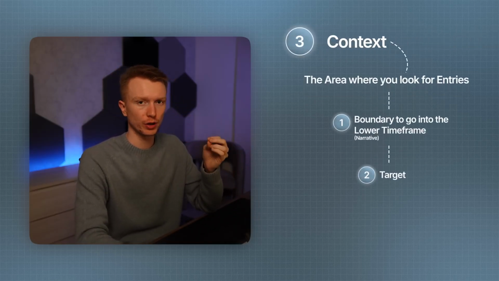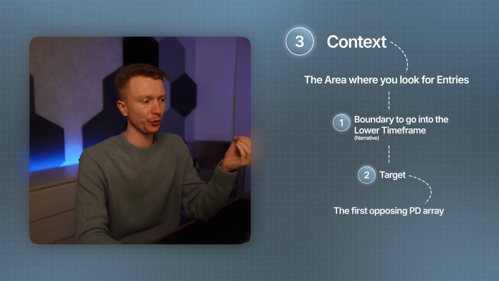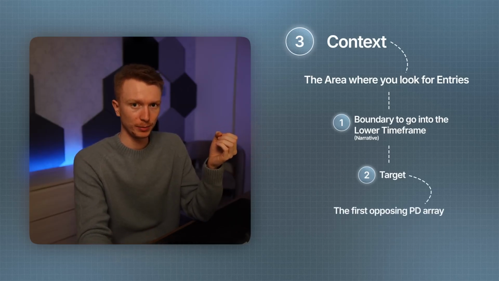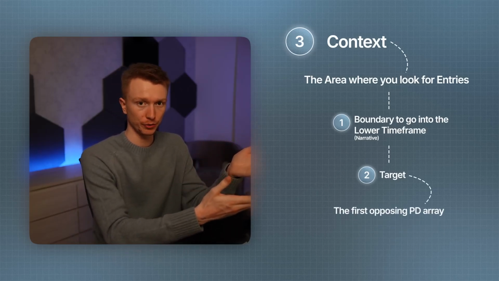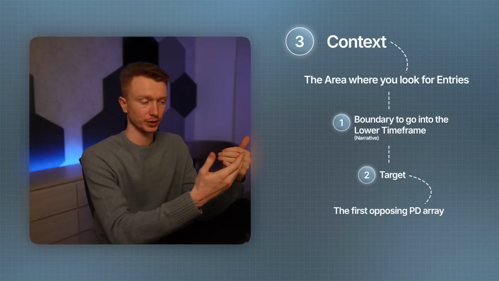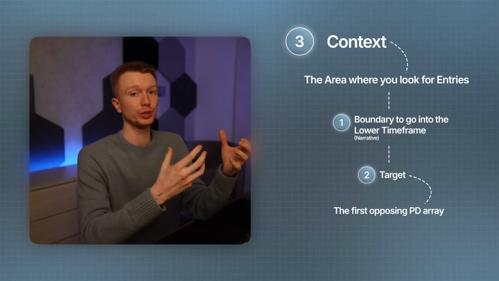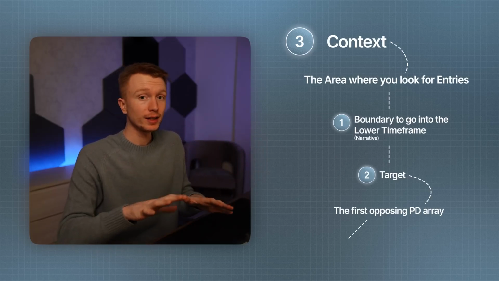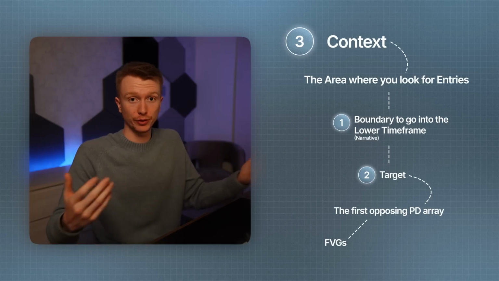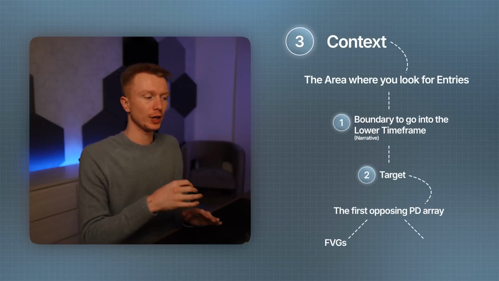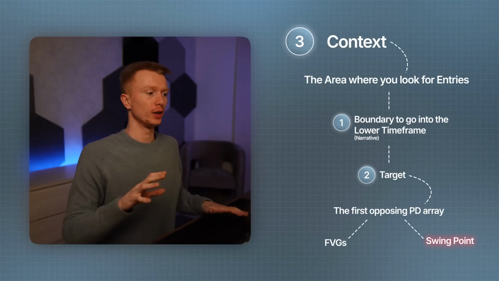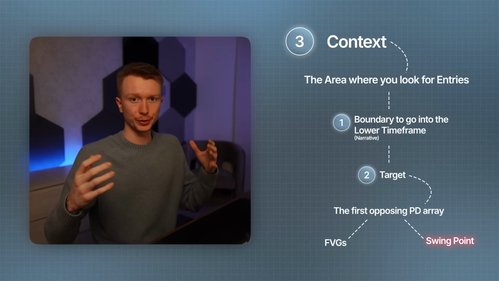Then we also have a target. A target is the first opposing premium array. And in this case, premium array, of course, if we were looking at bearish price action, it would be the first opposing discount array. Now that in itself, don't get me wrong, can also be a fair value gap, right? But I like to have that as a swing point. A swing point is a swing high or a swing low.